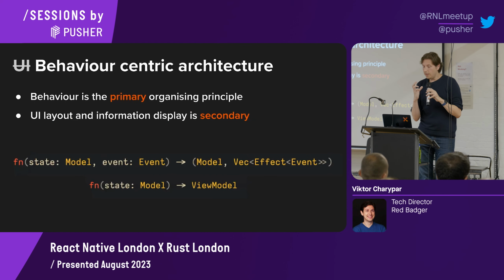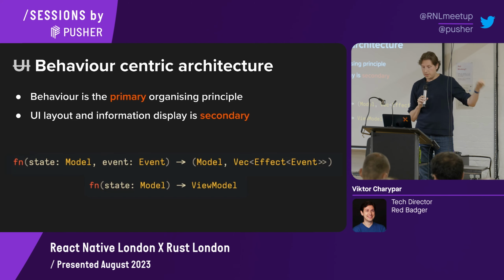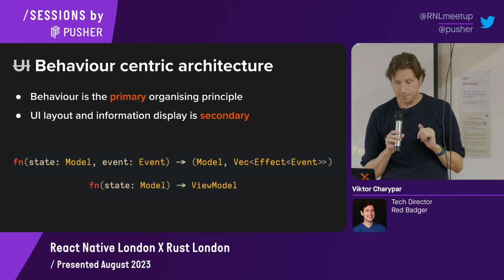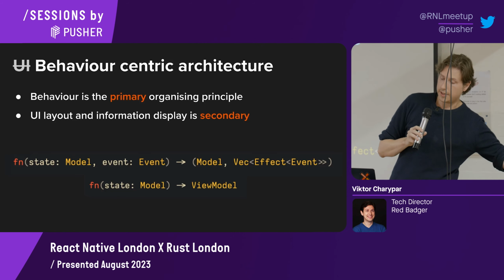So to take that together, we end up with a behavior-centric architecture where the behavior is primary, and UI, layout, and information display are secondary. In other words, it does this, and it looks like that. And the interface of those things is data-oriented. They're pure functions. You can test those really easily. I provide the model and the event, look at what comes out, is that the right thing?